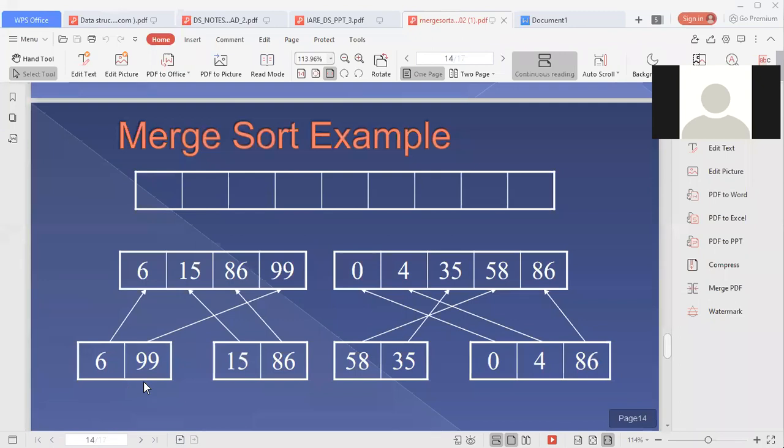Now what to do? This is the one we had. Now we sort these two subarrays, 6, 99, 15, 86. The first element of I is compared with the first element of J. Let us take this as J and this as I. I is compared with J. If I is less than J, then I is placed here and I is incremented to the next element. Then I and J are compared again. 15 goes up, 86 goes up, and finally 99 comes up. So now this is in sorted form.